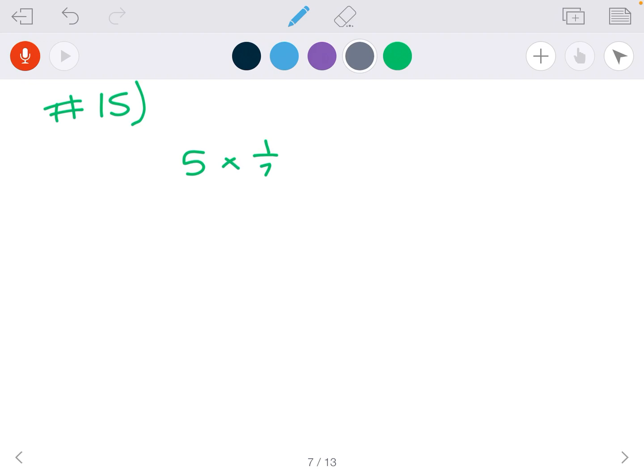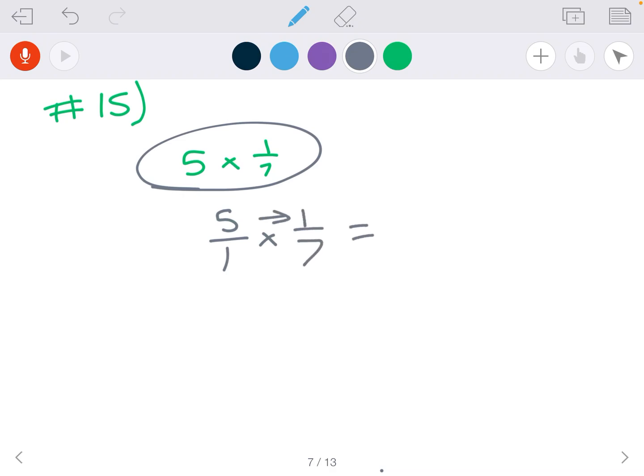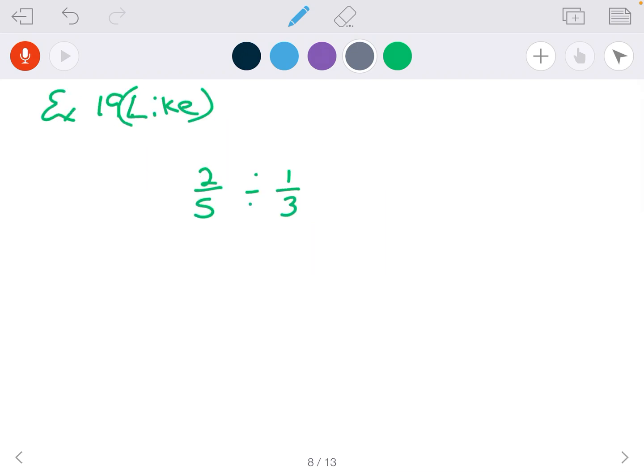Number 15, here's an example of multiplication. And I'm multiplying a whole number by a fraction. Remember, we're going to make that whole number a fraction if they're not already fractions. And then we multiply straight across, and denominators the same way. This is in simplest form, so that is the answer there. So again, multiply and divide, you do not have to get a common denominator, but if it's a mixed number, you have to make it an improper fraction.